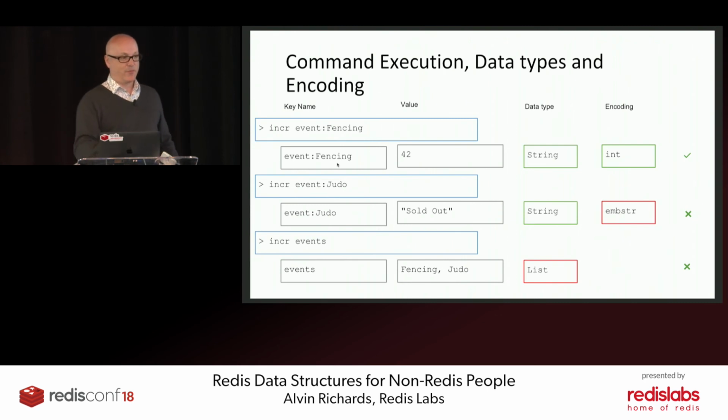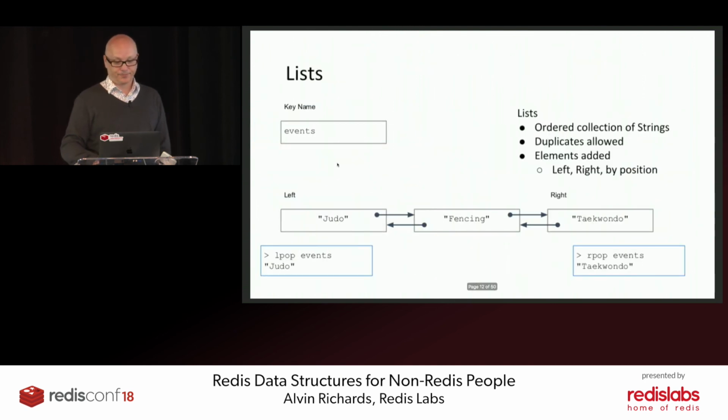Equally, if I try to increment another data type like a list, then it's going to fail because it's the wrong data type. So when you start using Redis, you create these data structures, and then you've got commands that can be applied to those data structures, but whether that command can execute is going to be dependent on what is the type of value inside that structure. So again, this is something that you are constantly thinking about as you're using Redis.